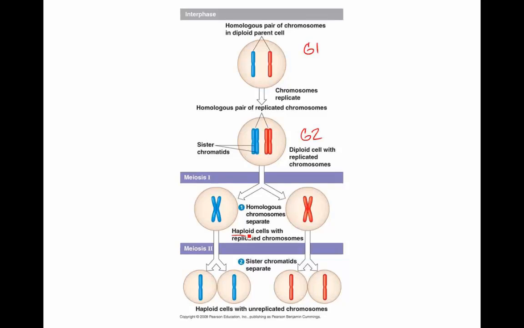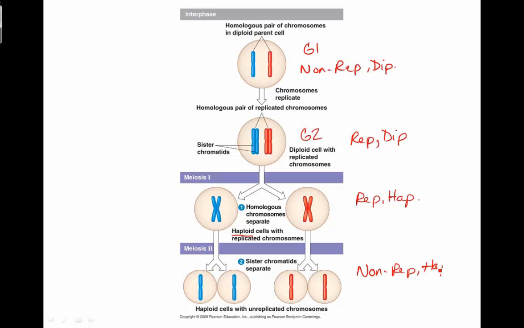So if we run through here, in G1, these will be non-replicated diploid cells. In G2, they will be replicated diploid cells. When we finish meiosis I, these are going to be replicated haploid. And then if we're looking at the very end product, these are going to be non-replicated, and they'll also be haploid cells.